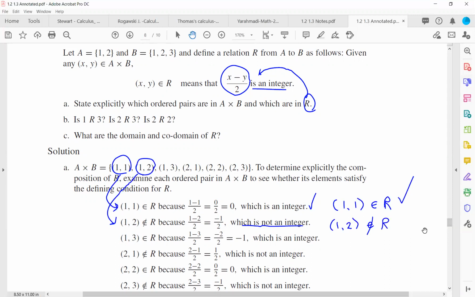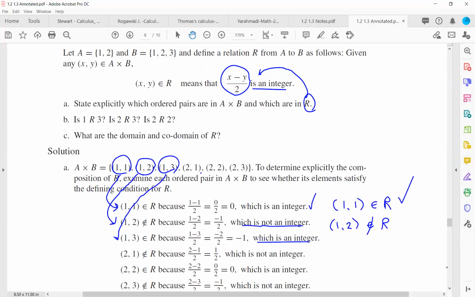Next point, 1 and 3. Take a look at this. 1 minus 3 divided by 2 is negative 2 divided by 2, or negative 1. Of course, this is an integer. So 1 and 3 is an element in the set R, in the relation R.